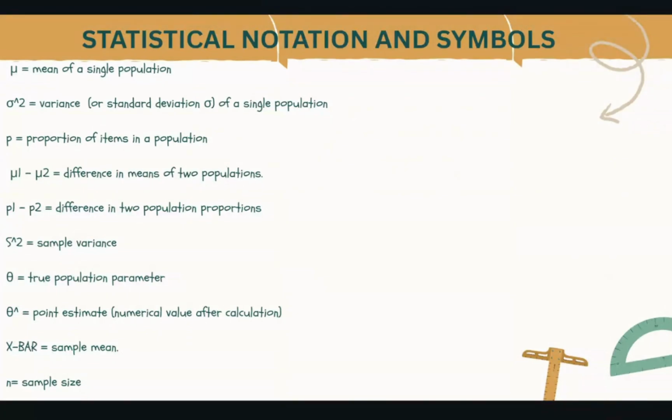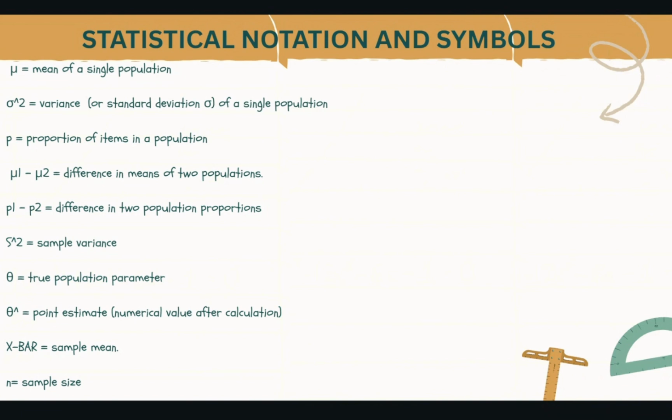And here are the statistical notation and symbols for you to be guided. This is the symbol for the mean of a single population, also for variance, and the proportion of items in a population. And mean 1 minus mean 2 is the difference in means of two populations. For P1 minus P2, this is the difference in two population proportions.